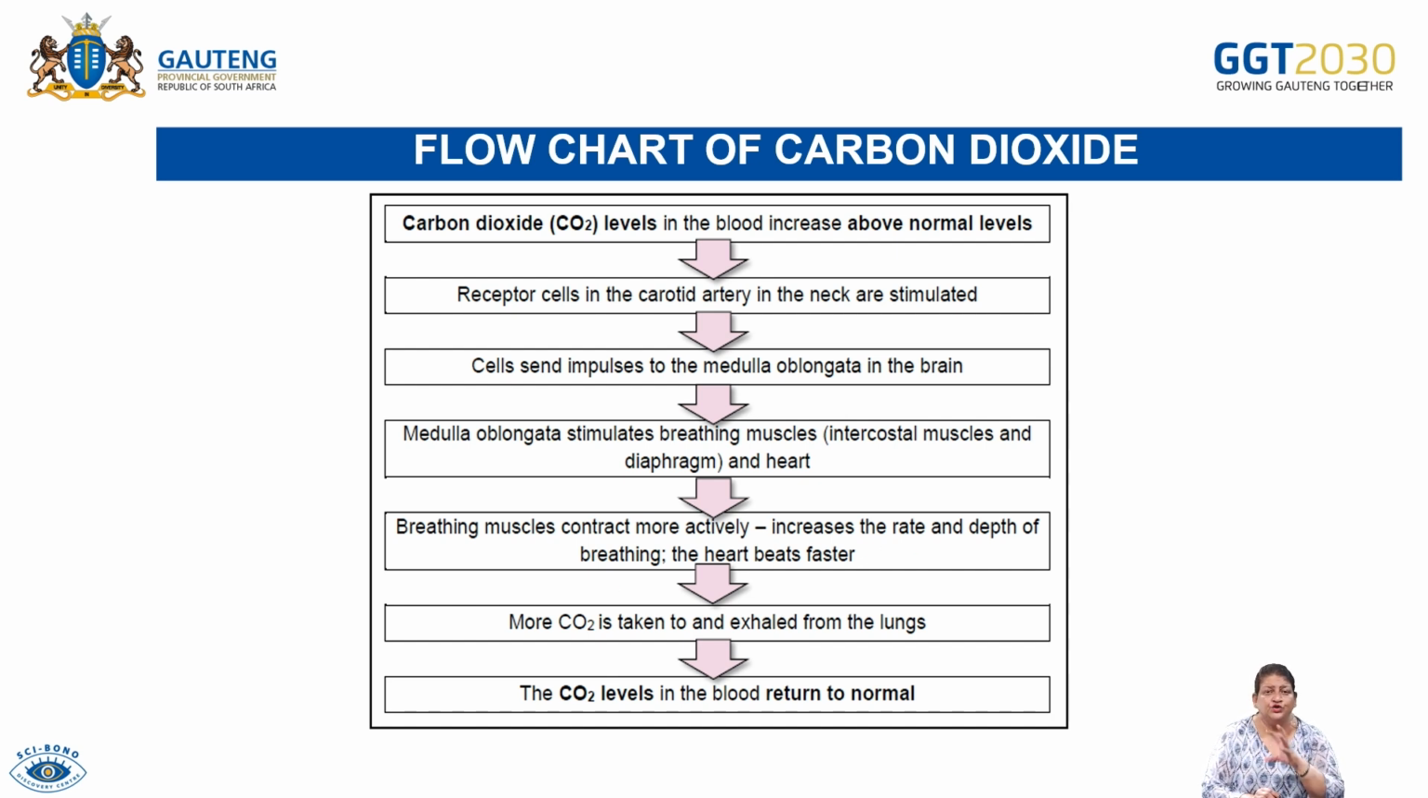Your heart will also beat very, very fast, so that more CO2 will be pumped by the heart to the lungs. So more CO2 is taken to the lungs to be exhaled. And then the CO2 levels in the blood will return to normal. So this is homeostasis regarding carbon dioxide.